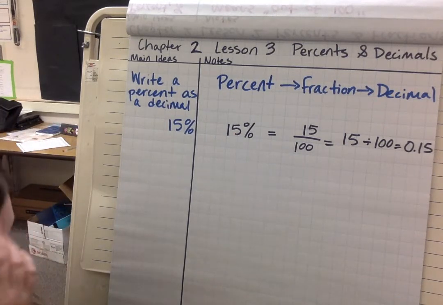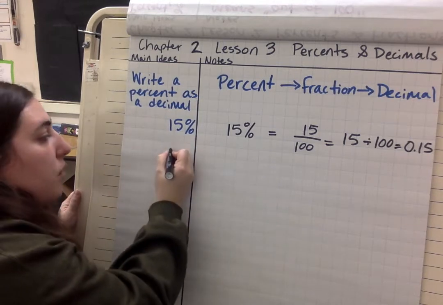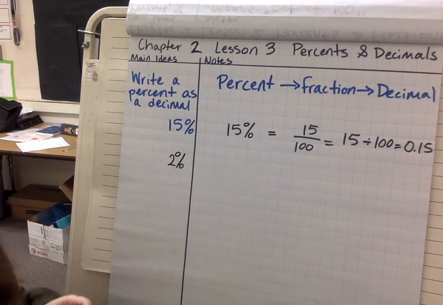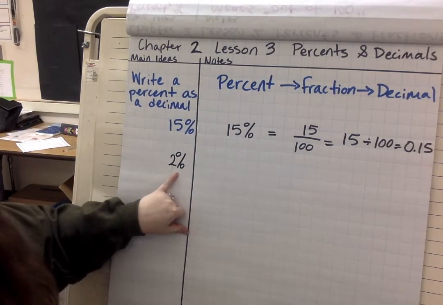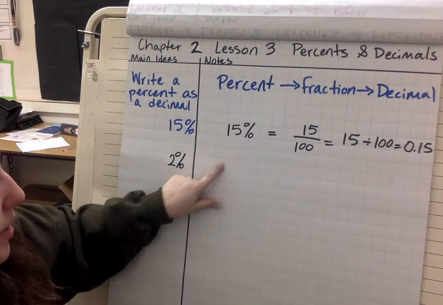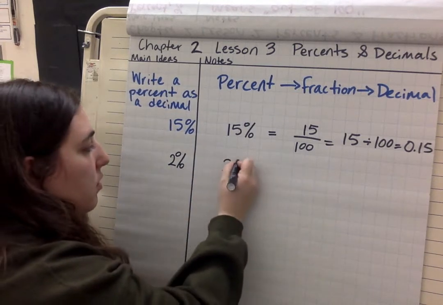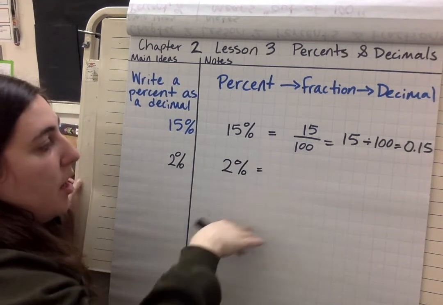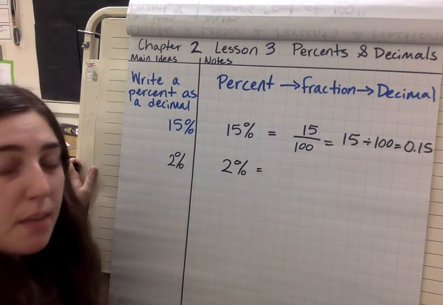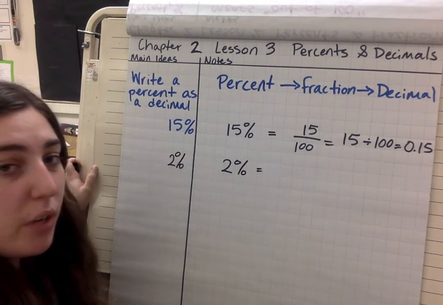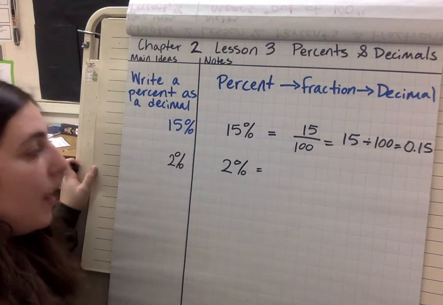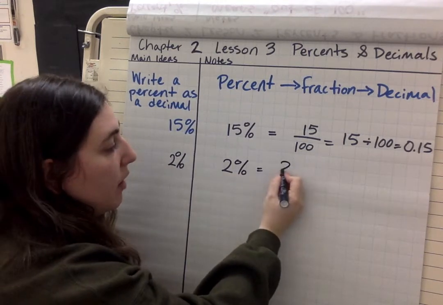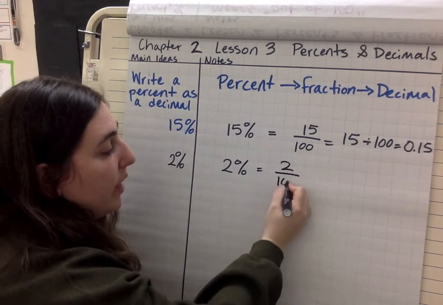Okay, let's try another one. Let's try 2%. So 2% here. Again, I'm going to start with my percent. And I want to make this percent into a fraction. In order to do that, I need to know what percent means. Percent means out of 100. So if I read it as 2 out of 100, then the way I say it is the way I'm going to write it.